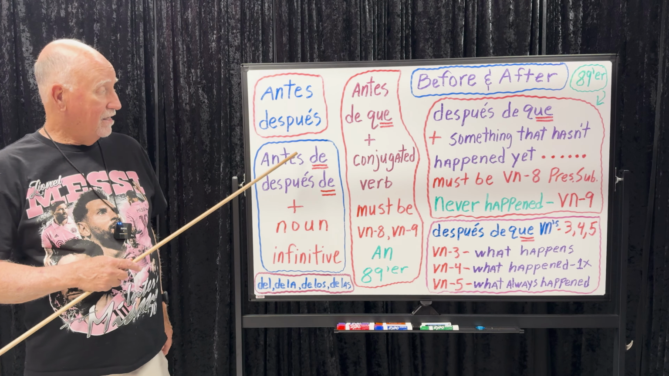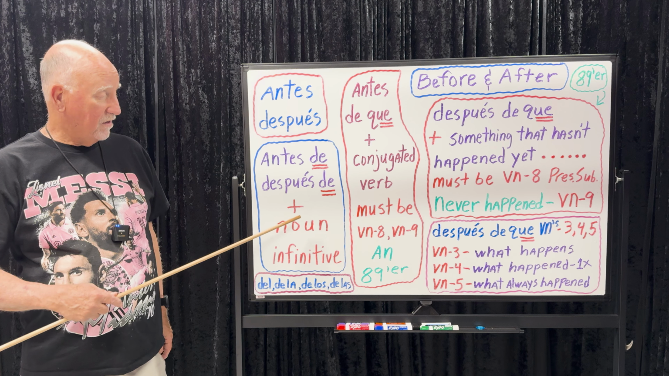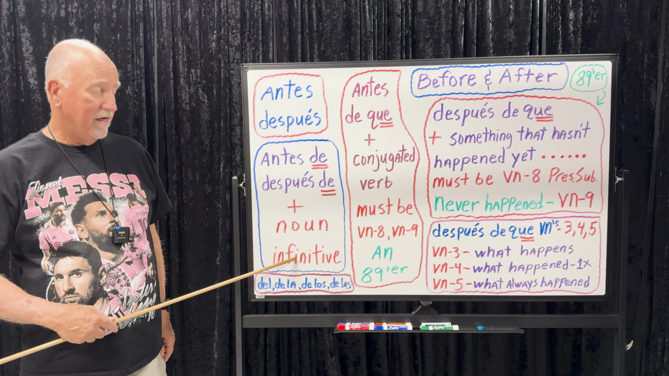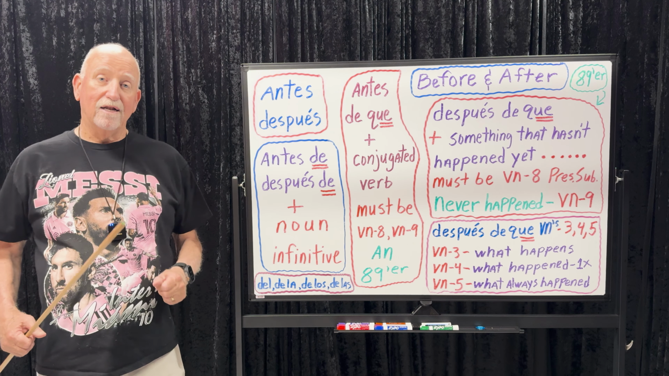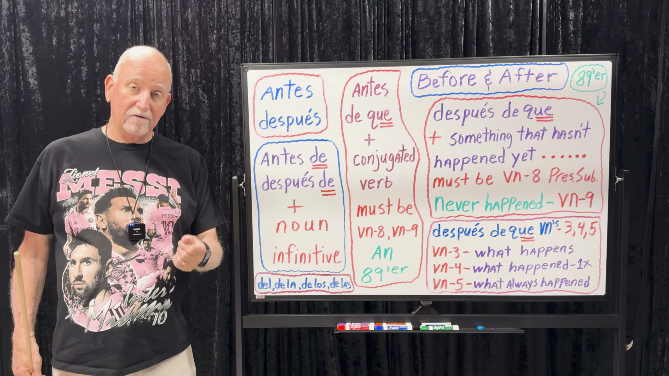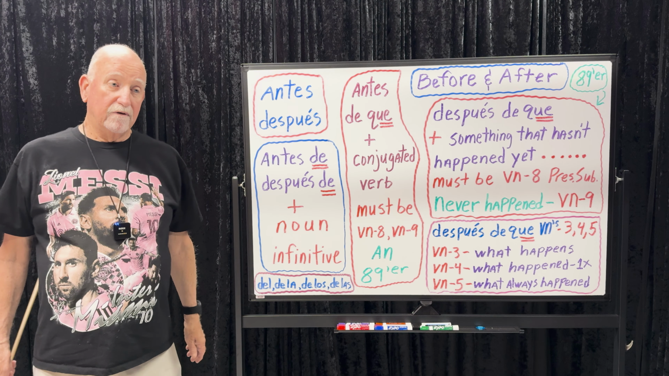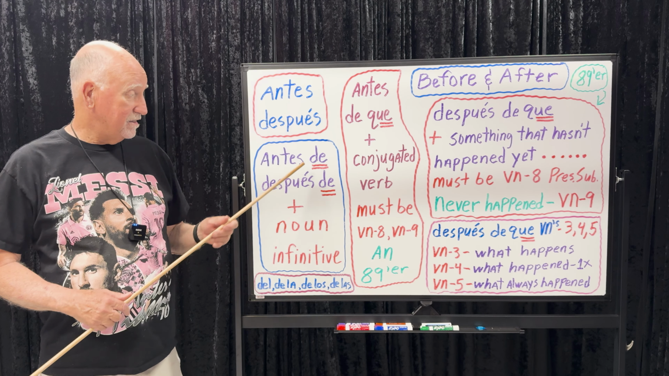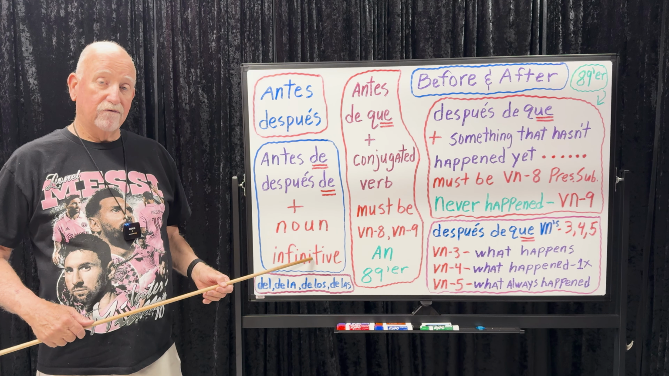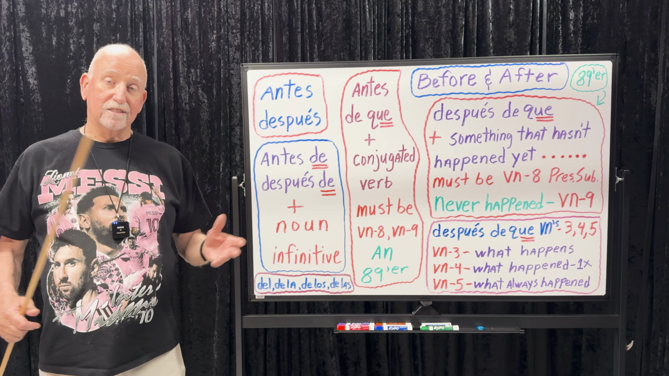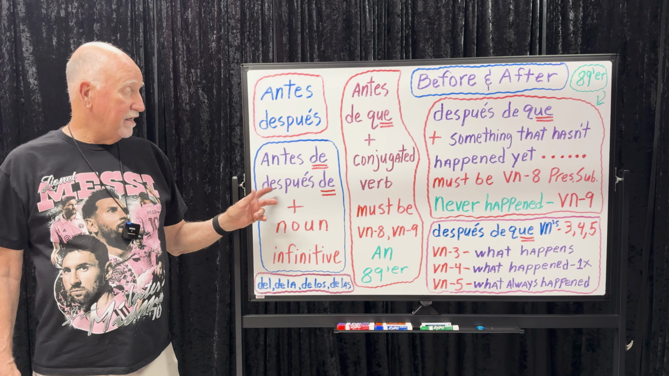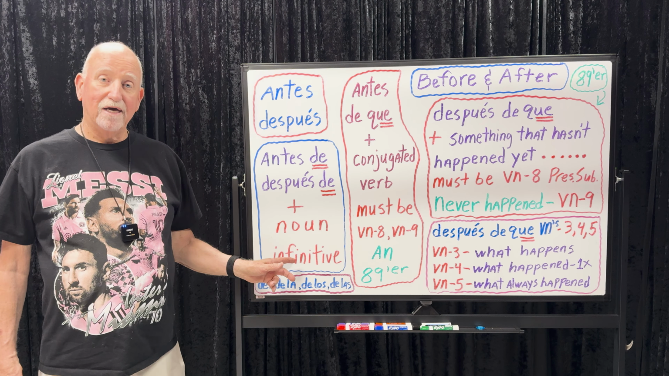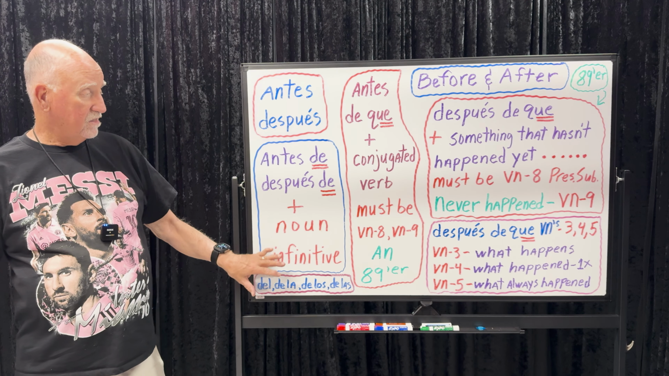So we're going to look at antes de and después de, followed by a noun and followed by an infinitive. We're going to learn that when you follow by an infinitive in English, it's ing. Before running, antes de correr. In Spanish, we got to go infinitive, verb number zero. In English, it's an ing. After eating, después de comer. So we're going to look at these clusters here.